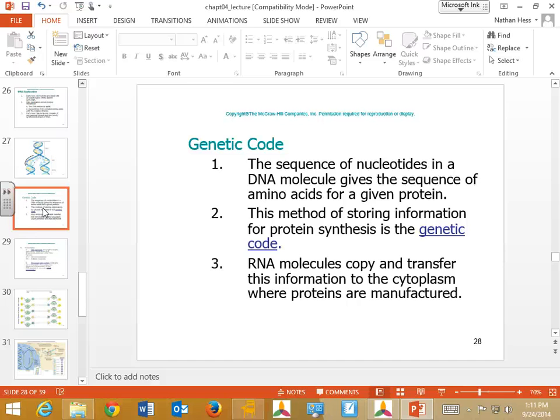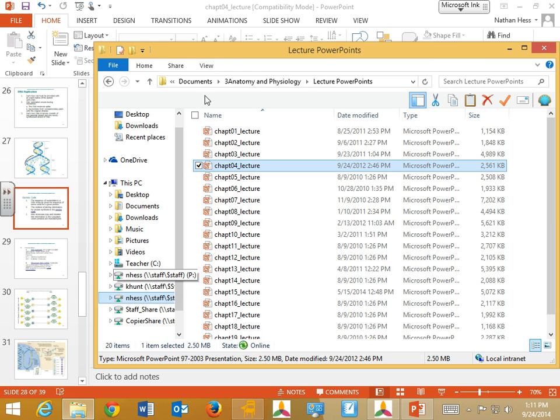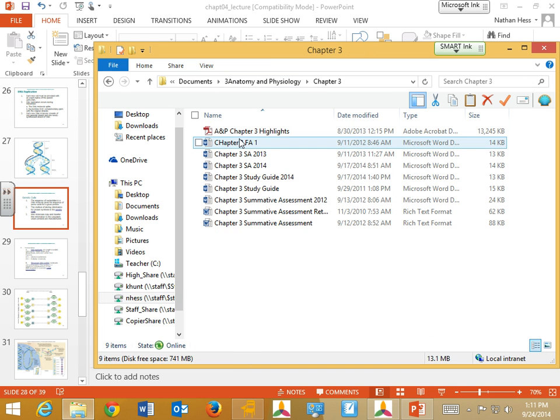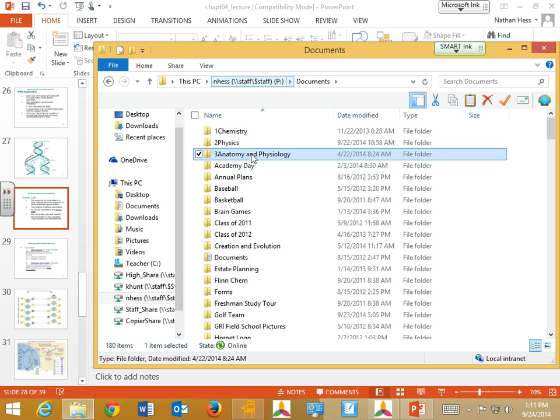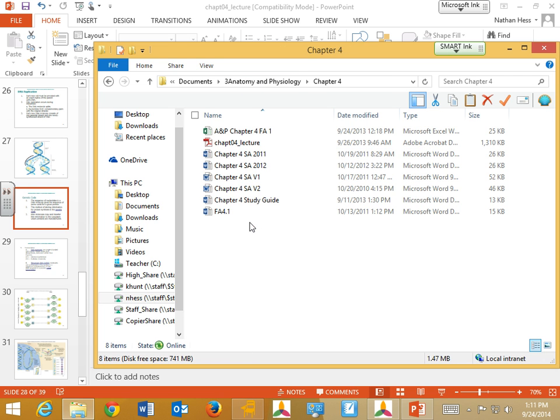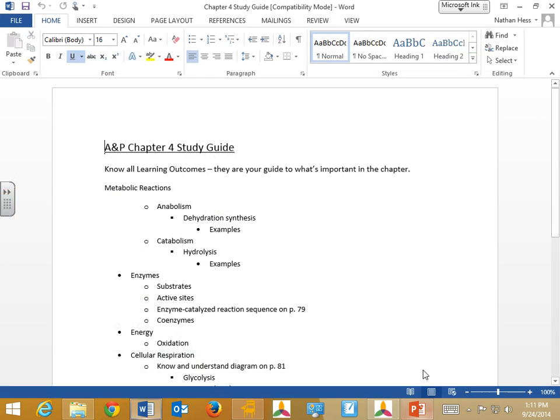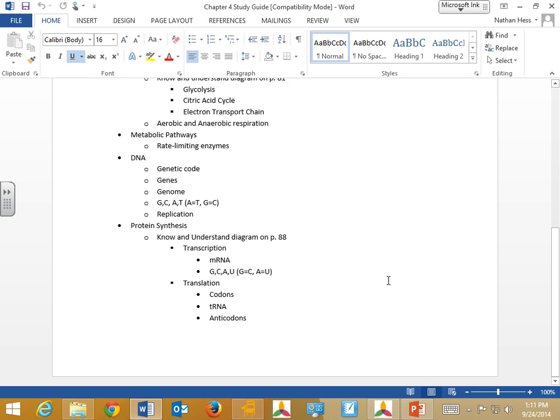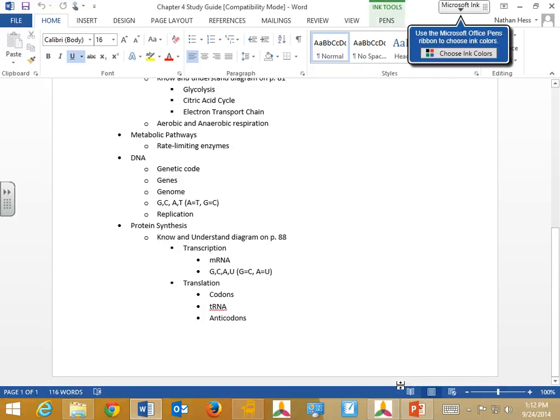Well, let's see. What does your study guide tell you? What does the study guide say? Let's pull it up here so you can see it. The question is, how detailed do we need to know this? Let's go to chapter, it's not 3, it's 4. Chapter 4, study guide. And what does it say? DNA, you should know what the genetic code means. You should know what genes mean. You should know what genomes mean. These are all just definitions of what's in your textbook. You should know the pattern of GC and AT, how they go together.